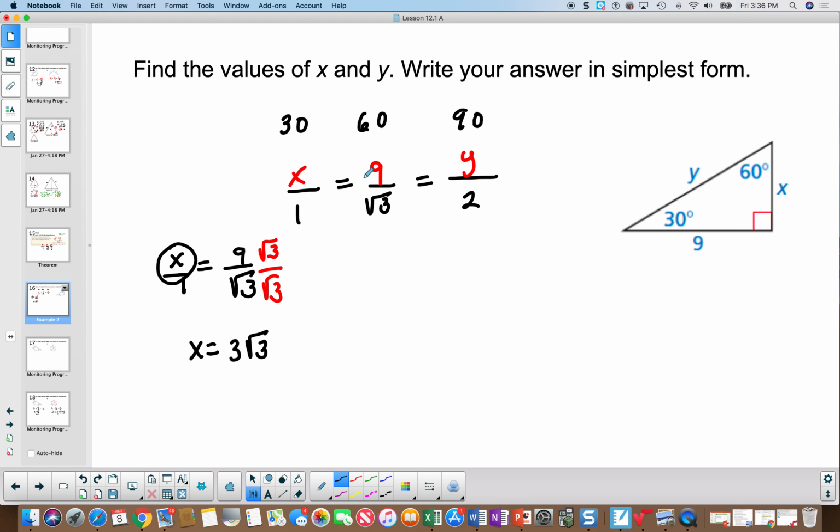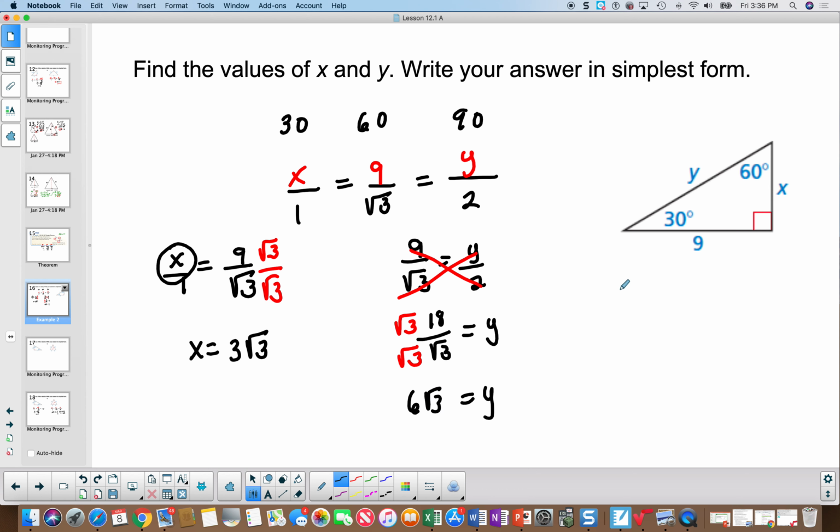Now I'm going to try to solve this one, so it's a matter of 9 over root 3 is equal to y over 2. So I'm going to cross multiply, and that'll be 18 over root 3 equals y. And I've got to make this look a little nicer. That's called rationalizing the denominator. Now this will become a 3. 3 goes into 18 6 times, so it's 6 root 3.